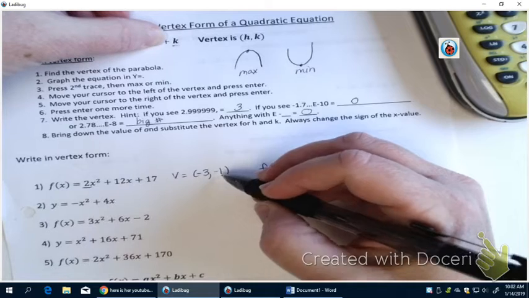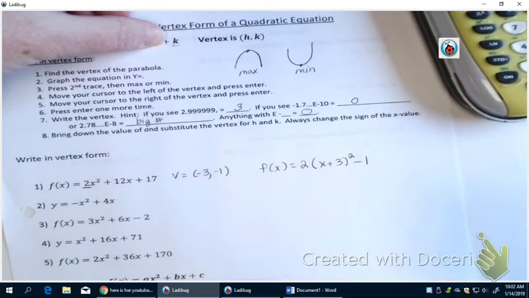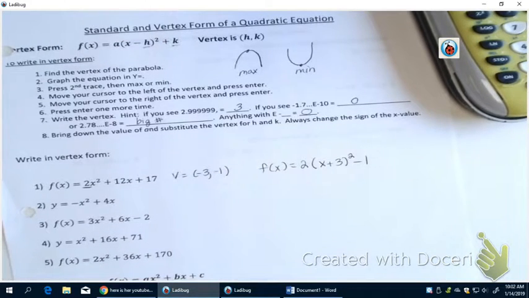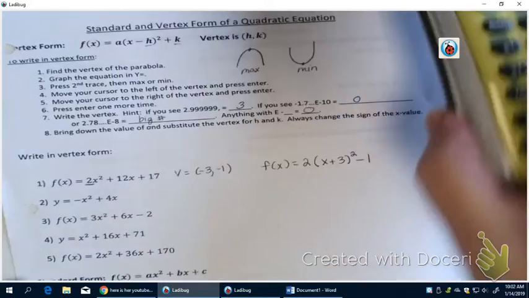And then the negative 1 is the k. And then that's the answer. That's vertex form. Okay, so let's do number 2.